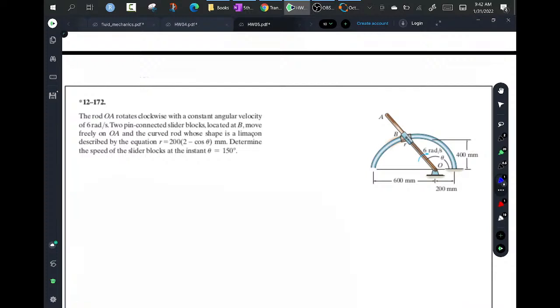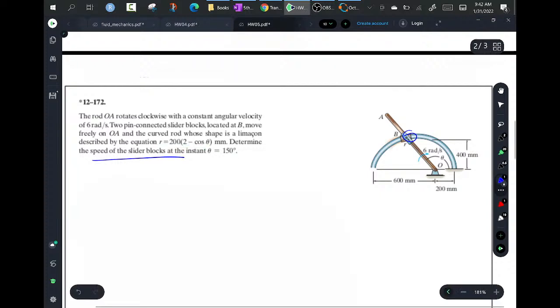And shapes form of a leprechaun or whatever. I'm just making that up, but that's not what that word is. And there's your equation. Determine the speed of the slider blocks when it's 150 degrees. Now, it's kind of interesting. He's measuring theta from here.